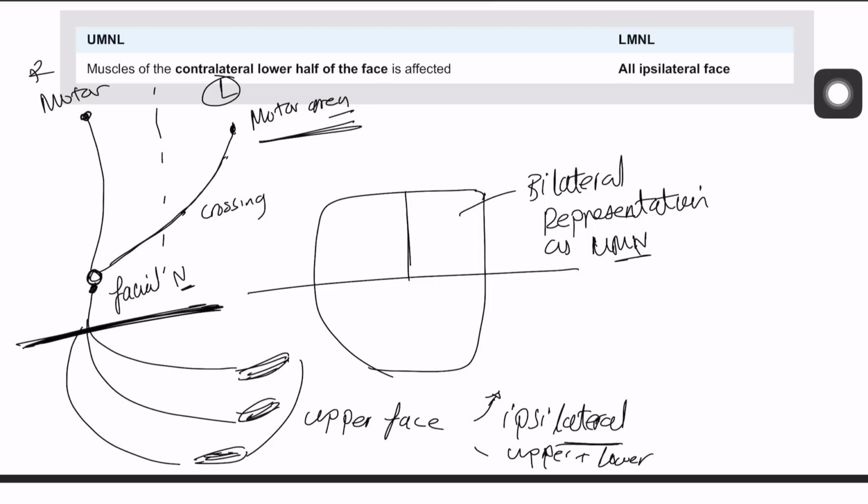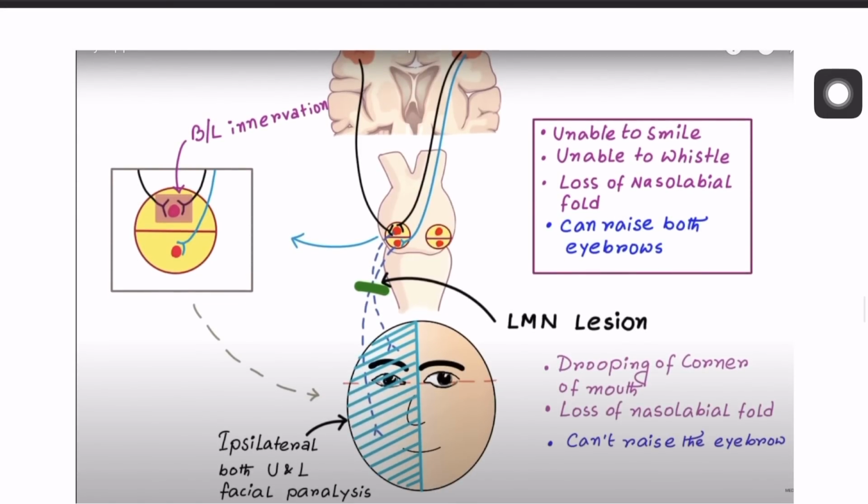But if the upper motor neuron is affected, let's say it's here, it will be contralateral, and it will only be the lower part of the face, because the upper part will be spared as it has bilateral representation on the motor area. So upper motor neuron lesion gives contralateral lower face; lower motor neuron lesion gives the whole ipsilateral face. When you look here, this is the lower motor neuron.